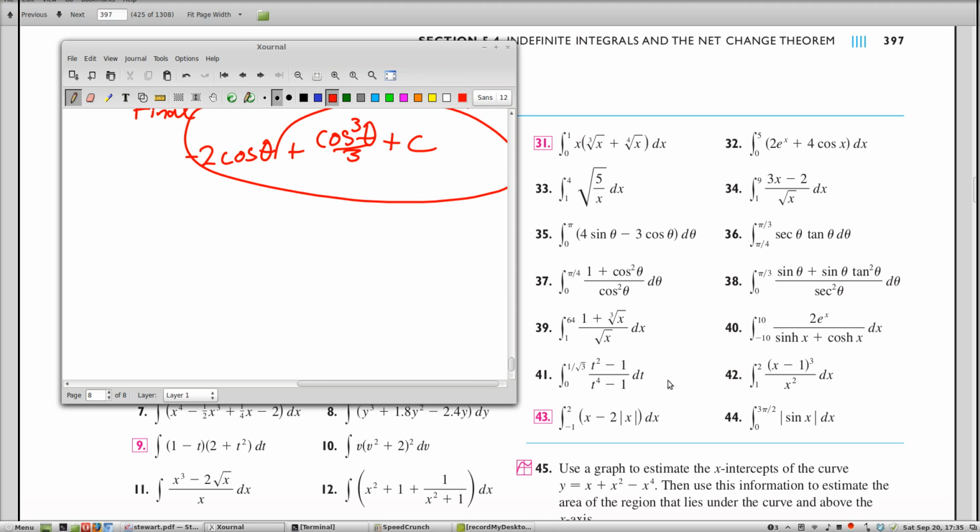So that's definitely not going to be on the exam. That's pretty hard. I still think there's some secret, smart, fast way to do that that I'm just not thinking of. For number 42, I guess you just multiply out the numerator and then break it up and then use the power rule.